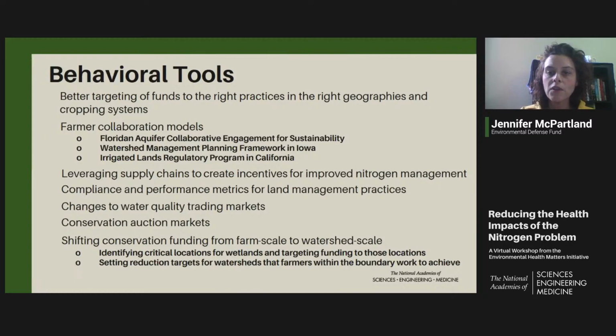We had some discussion around leveraging supply chains as a strong demand signal for better nitrogen management. We talked about focusing on the development of compliance or performance metrics for better land management. We had a presentation around rethinking water quality trading markets. And finally, we had a discourse around directing funding to watershed scale conservation efforts.